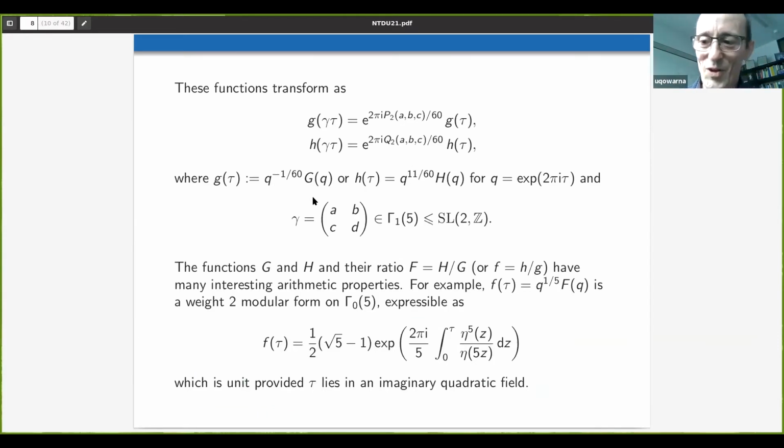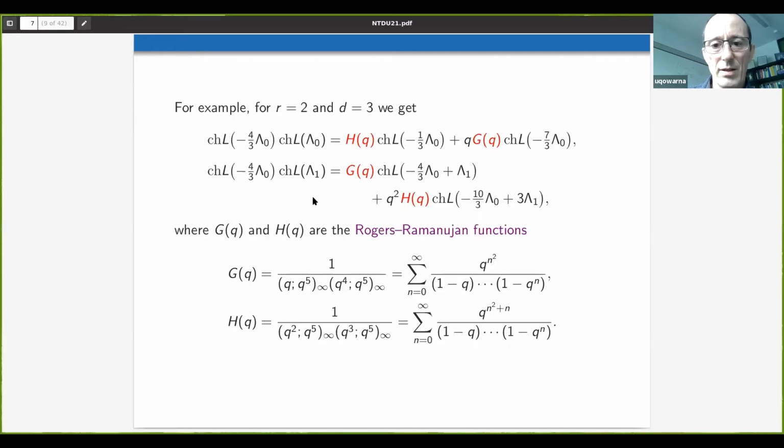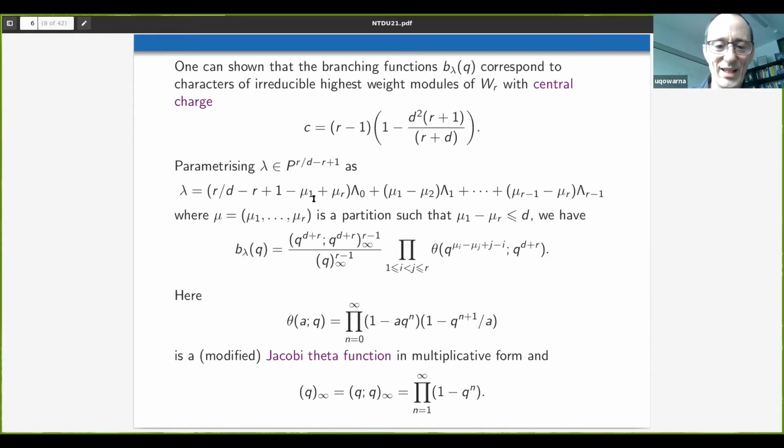As I said, they come from the study of infinite dimensional Lie algebras, but there's a lot of interesting number theoretic information, a lot of interesting arithmetic properties that these functions have. And I know that I've lost everyone, but I'll soon change gears and make things hopefully more understandable. As I said, these branching functions can be expressed as products of Jacobi theta functions.